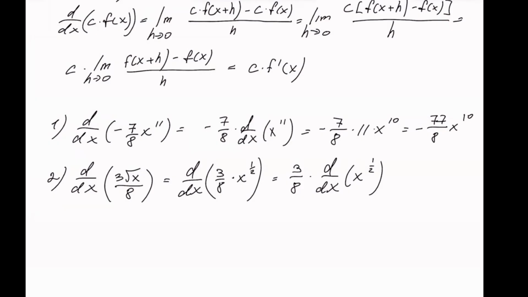Now, let's look at this a bit more carefully. We need to bring down this 1 over 2 to the front and subtract 1 from the power. So we would have 3 over 8 times 1 over 2 times x to the power of 1 over 2 minus 1, which gives us 3 over 16 x to the power of negative 1 over 2. If we simplify it, we get 3 over 16 square root of x in the denominator.